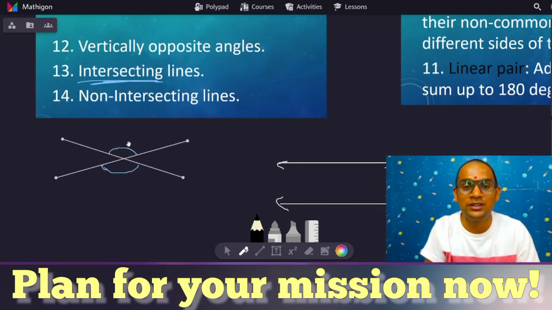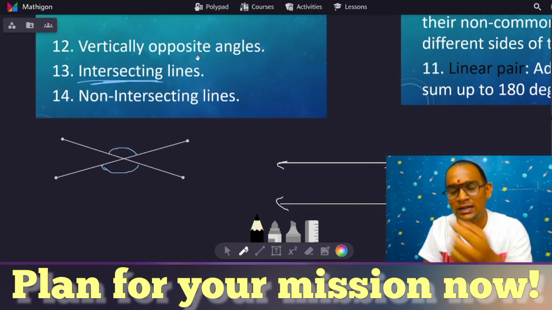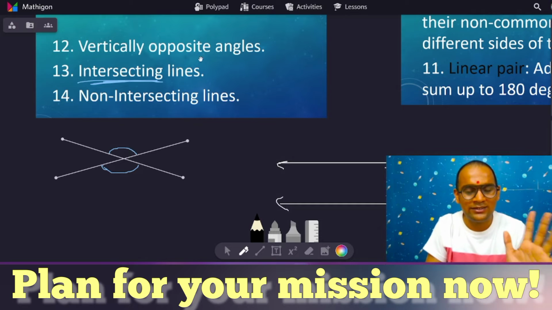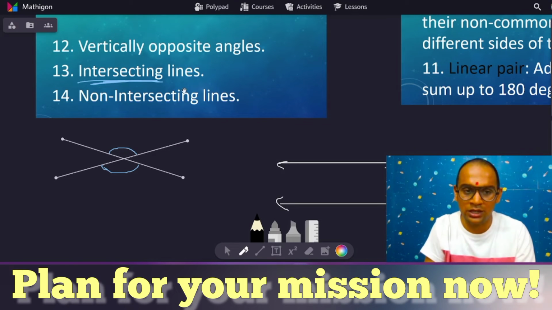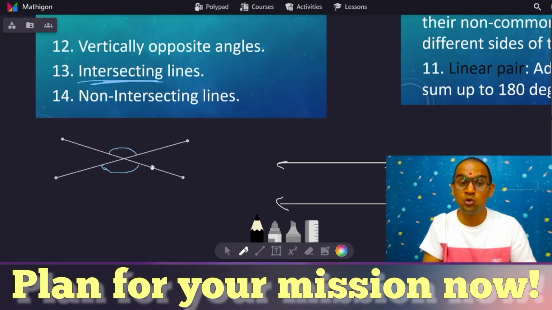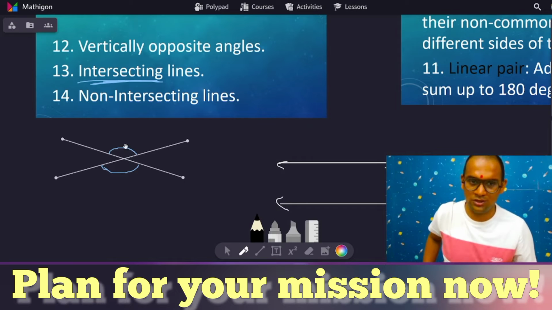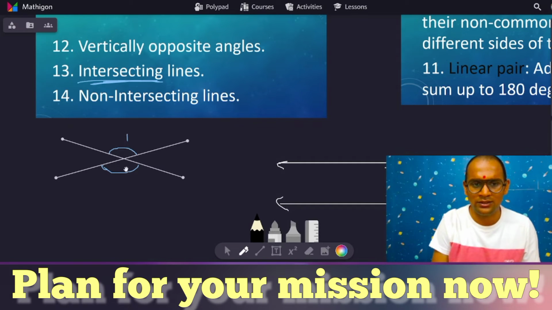So these opposite angles are equal. That is actually a theorem which we'll be studying again after some time. But for now, let's understand what vertically opposite angles are. When two lines or line segments intersect, the angles which are formed opposite to each other are vertically opposite angles. As you can see, 1 and 2 are vertically opposite angles, 3 and 4 are also vertically opposite angles.